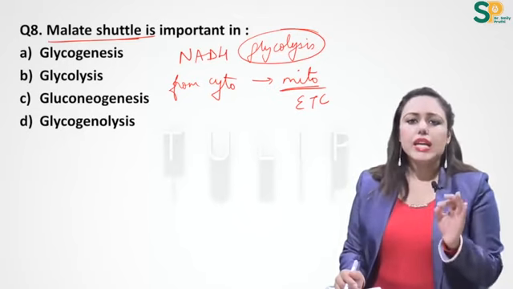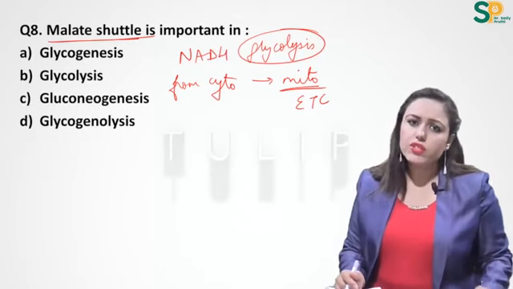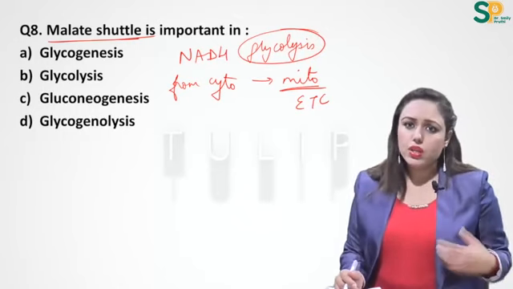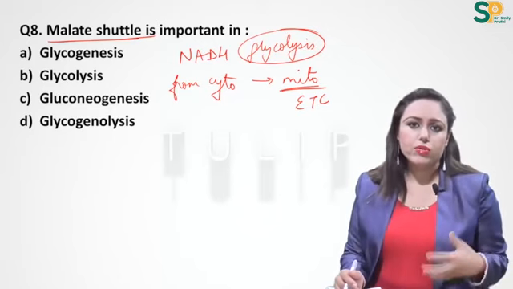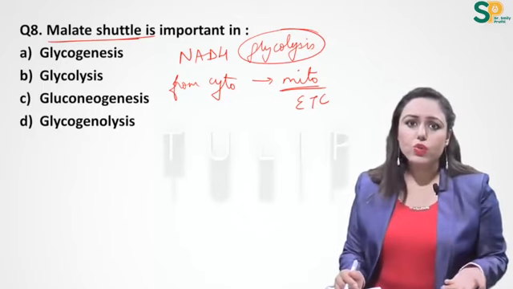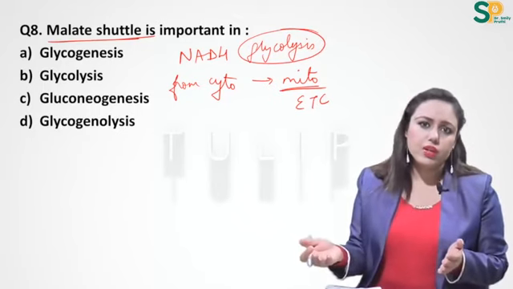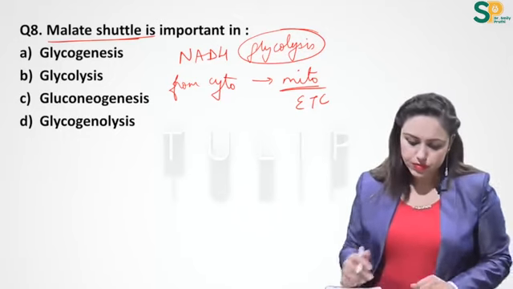For example, link reaction and TCA cycle are also producing NADH. Do they require a shuttle? No, they don't require a shuttle because these pathways are already occurring in mitochondria. They are already producing their NADH in mitochondria only, which can directly enter into ETC. There is no role of any shuttle here, right?